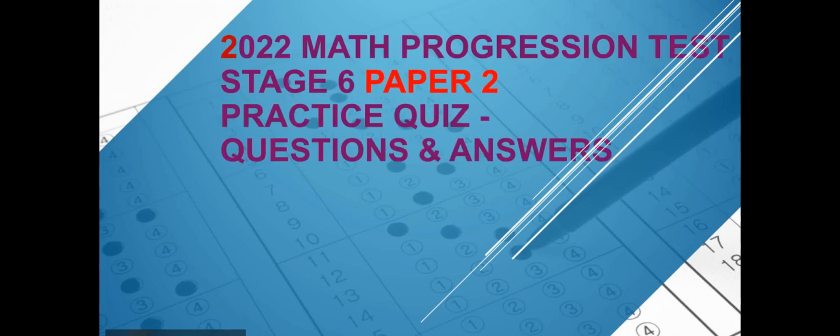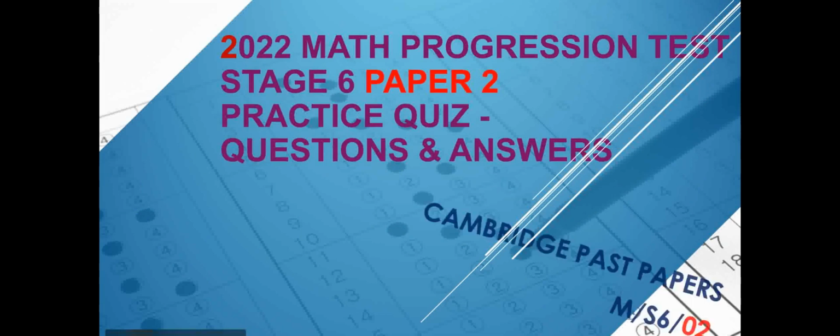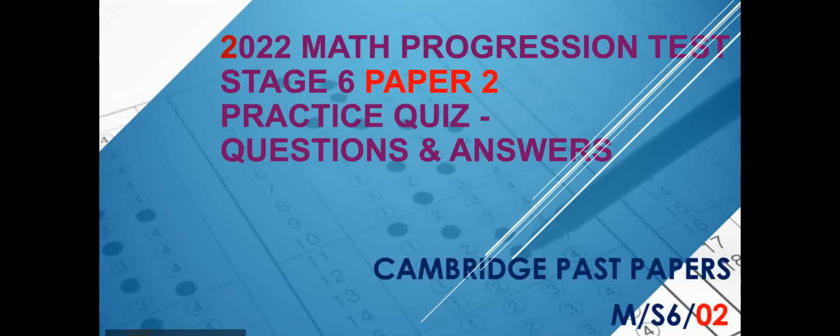Today we are going to discuss the 2022 Mathematics Progression Test Stage 6 Paper 2 in the form of a practice quiz with questions, answers and also explanations. It is from a Cambridge past paper with the paper code M/S6/02.